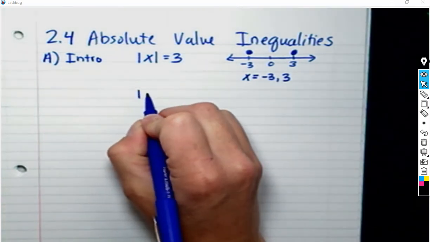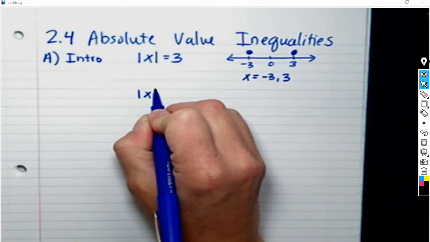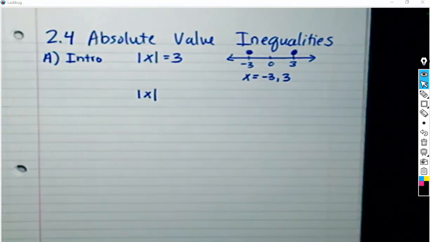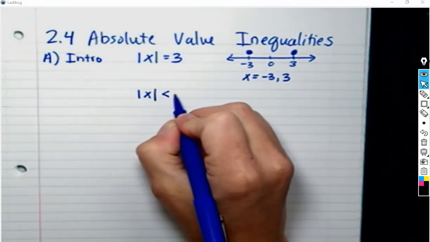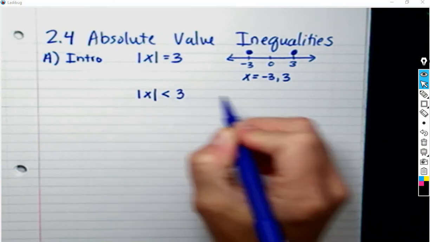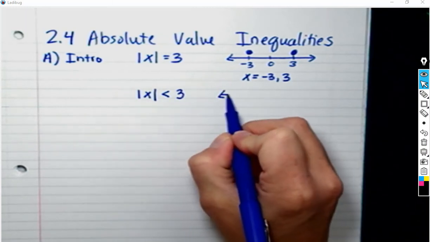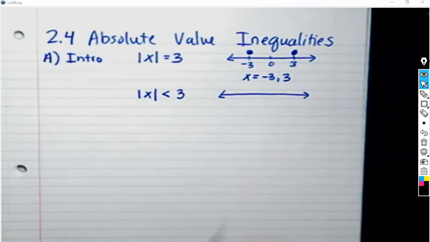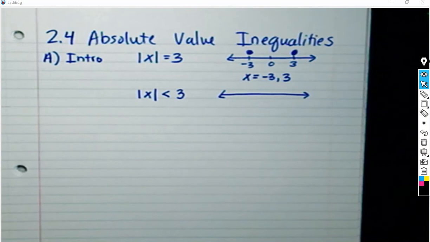So now what I'm going to do is change the equals to an inequality, less than 3. And we're going to see if we can't just guess or reasonably shade, right? Inequalities have shading, okay? Where the solutions might be.